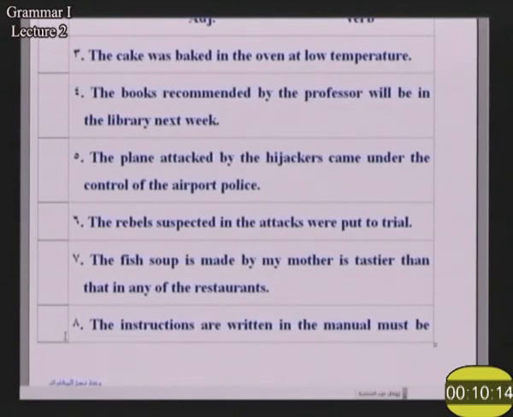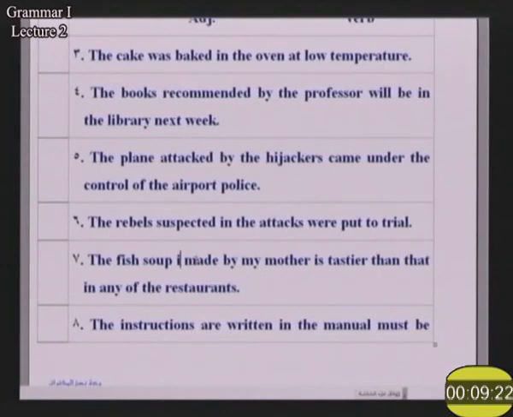The fish soup is made by my mother is tastier than that in any of the restaurants. شوربة السمك اللي بتعملها أمي أحلى من أي شوربة تانية في المطاعم. طيب. The fish soup. فين السبجكت هنا؟ سوب ولا فيش؟ أنا عندي اسمين، اسم منهم بستعمله كصفة. The soup هي ال subject. Fish is an adjective. The soup is made by my mother. Is tastier؟ لا. Is tastier هي الفعل. يبقى كأن is made مش مفروض تبقى فعل، مفروض تبقى the fish soup made by my mother. Made is a past participle here, which is used as an adjective.